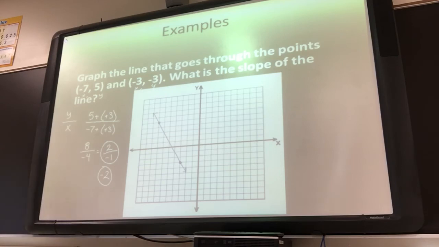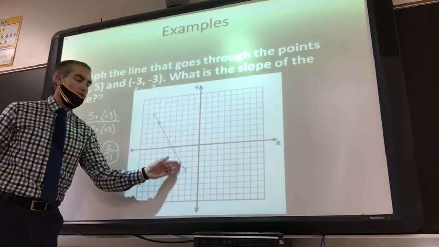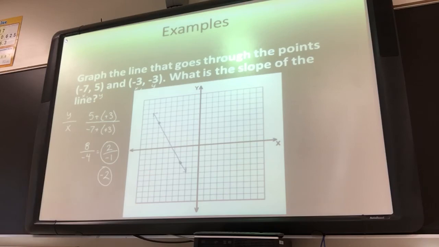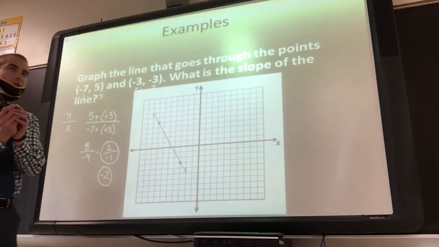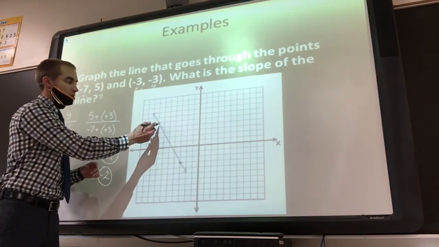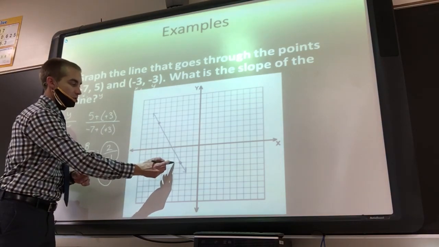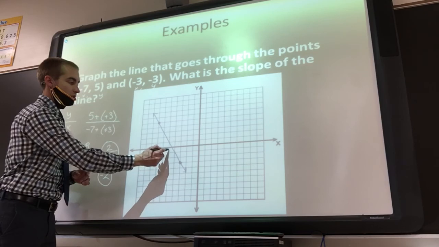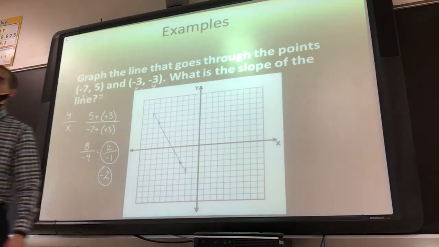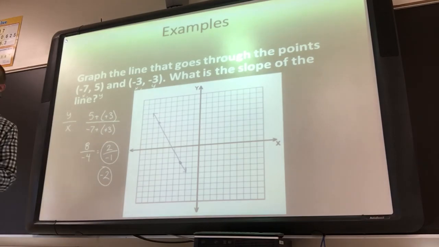Since it's a negative slope, the line does go down from left to right. And notice, it might be a little bit off because the graph is kind of small, but you should be going left 1 and up 2. Left 1, up 2. And so that's going to take you to every point that this line hits as you draw it out.